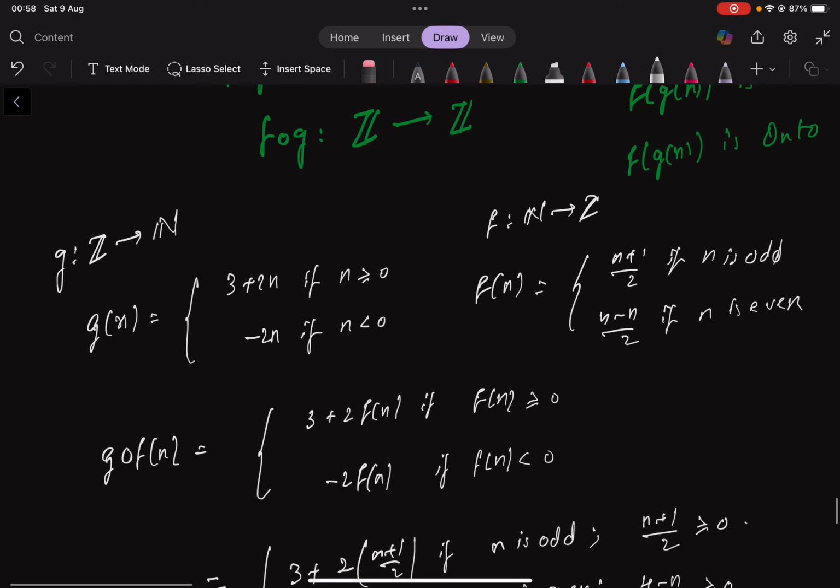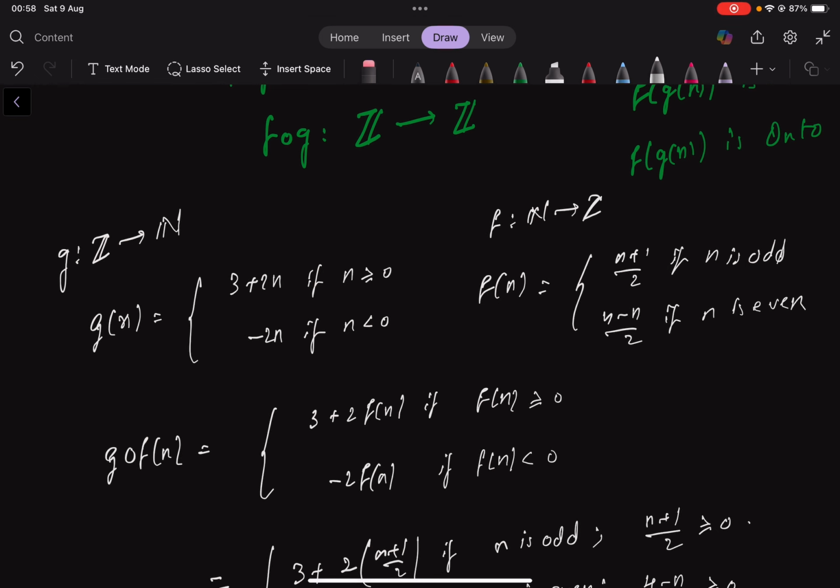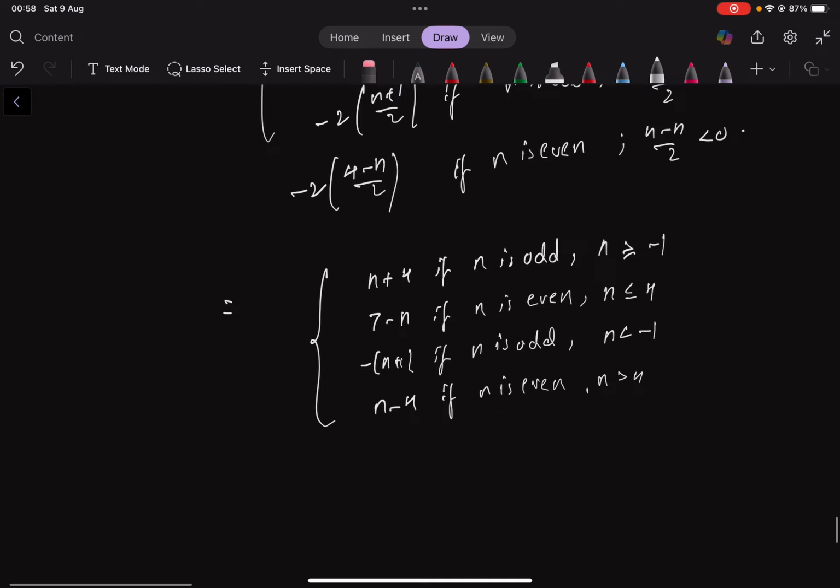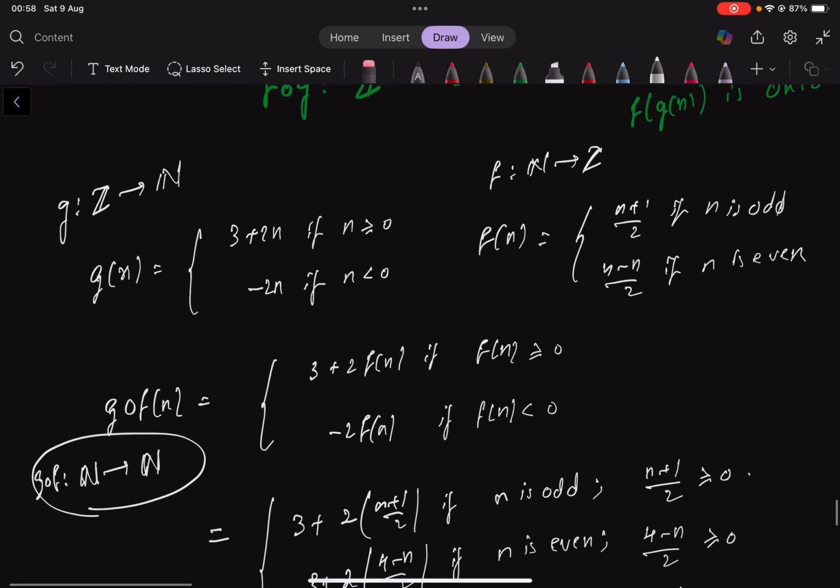So now, if we consider again, g is from integers to natural numbers, f is from natural numbers to integers. So that means g of f. f's input is natural numbers, and g's input is integers. So f's output is also integers. Basically g's input will be f's output, which is nothing but integers, but ultimately the output will be natural numbers. So g of f will be from natural numbers to natural numbers. And if we consider f here, f is from natural numbers to integers.